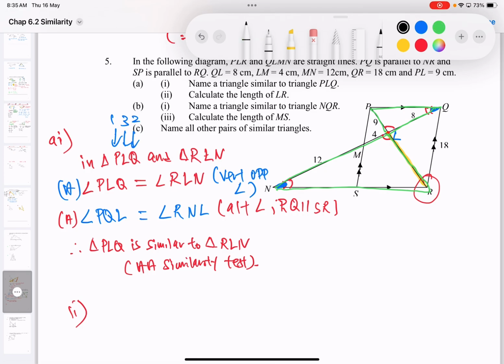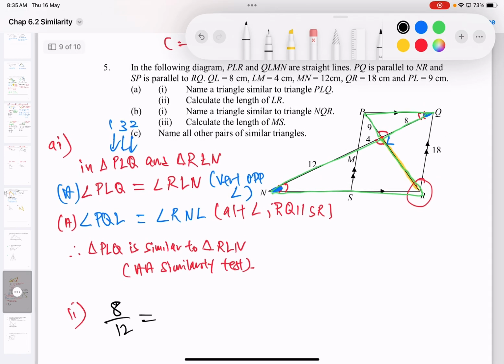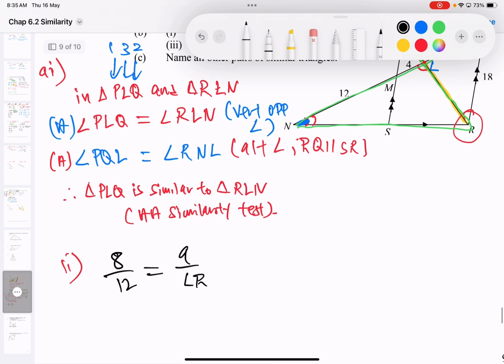Okay, I know the bell has really rang, so let me just be quick about it. Okay, so I know the ratio is 8/12, and this is small over the big. It's going to be my LP 9/LR. Alright, so with here you can cross multiply and you can find the unknown of the LR. Alright, can you please go back and do it by yourself?